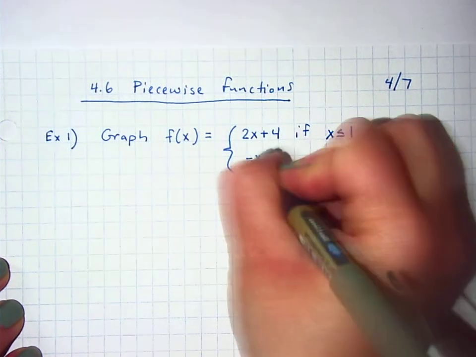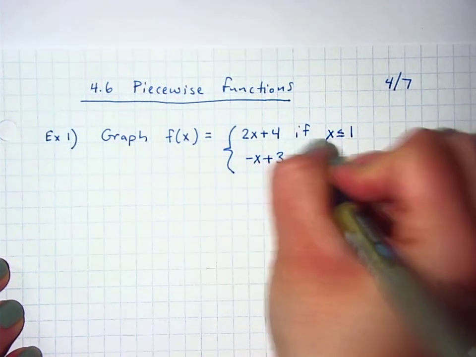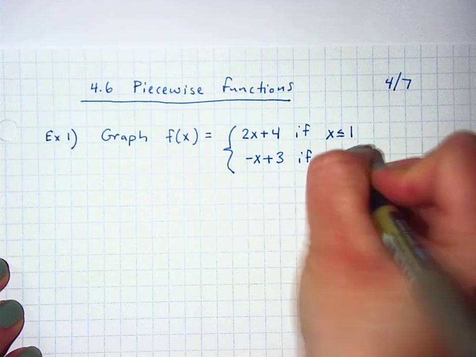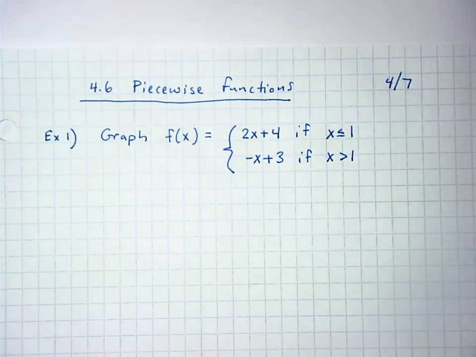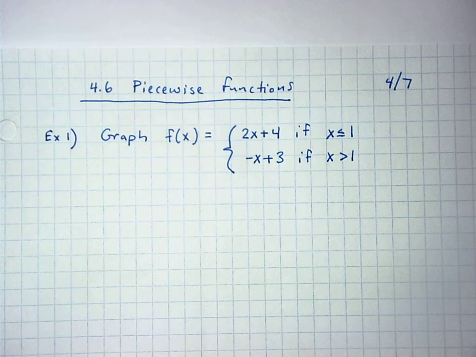This is all one problem, which looks crazy. Okay, so we're supposed to graph f of x, which remember is the same thing as y. It's just an output. It's the function called f that has x in it. And then it says that the function is 2x plus 4 if x is less than or equal to 1, and it's negative x plus 3 if x is greater than 1.